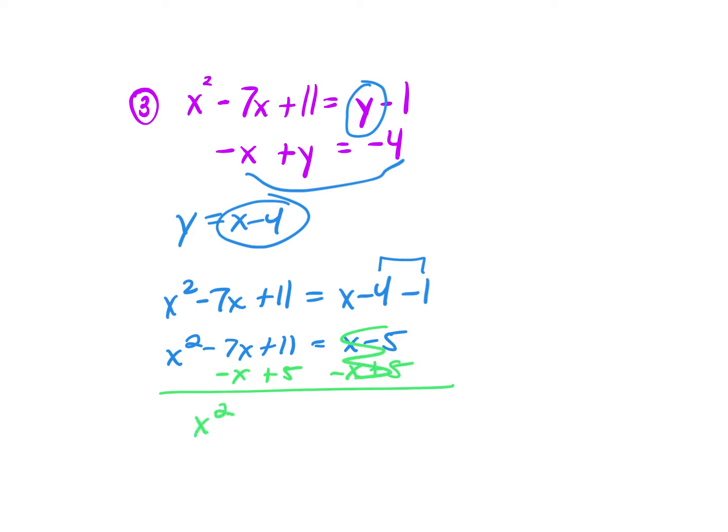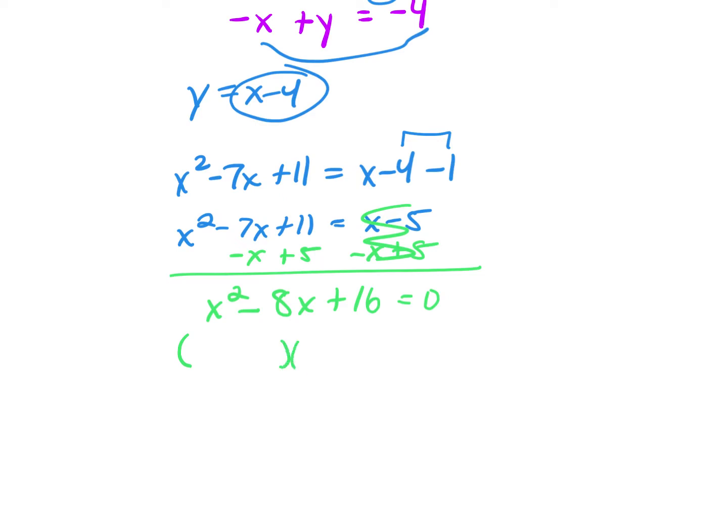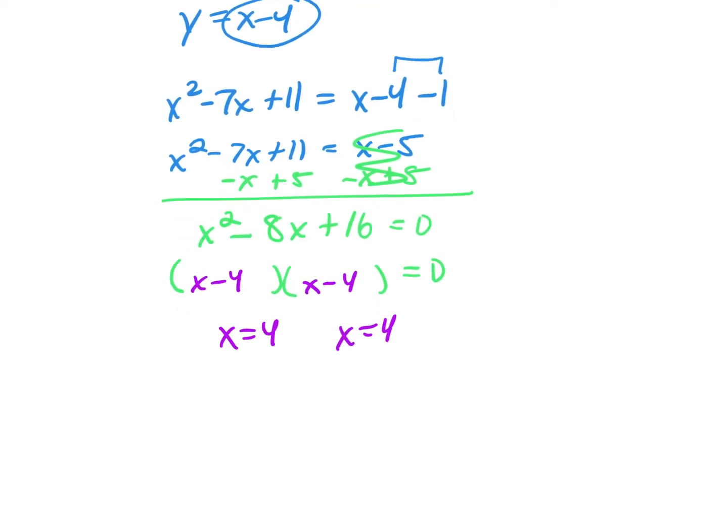So this becomes x squared minus what? 8x plus what? Equals 0. What are the factors of positive 16 that multiply to give me 16 but add to give me a negative 8? 4 and 4? Good. X minus 4, x minus 4. So I get x equals 4. How many times do I get x equals 4? 2 times. Is x equals 4 the same point as x equals 4? Yeah. So we only have one solution here.